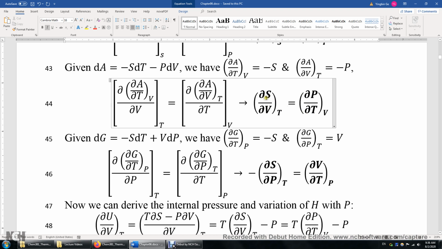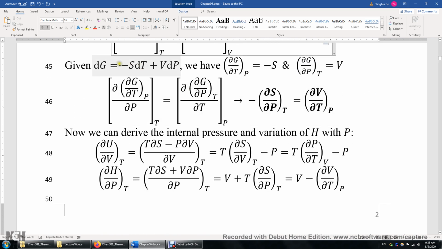So really, if we want to measure how entropy changes with volume, we can simply measure how pressure changes with temperature under constant volume condition. And we get the formula here. And then we can integrate this dS with respect to this part dV.